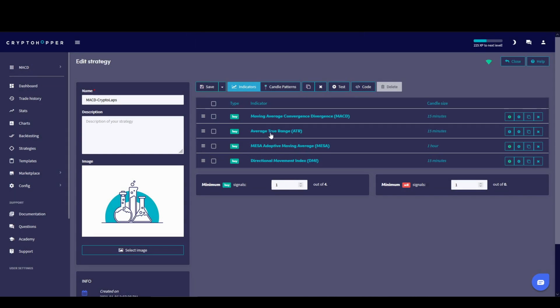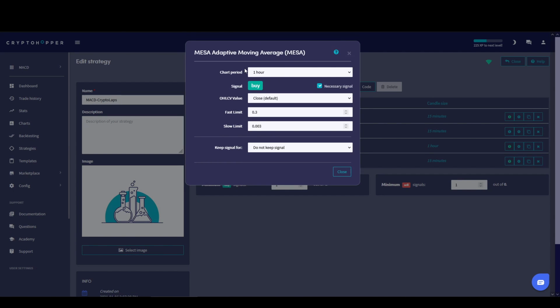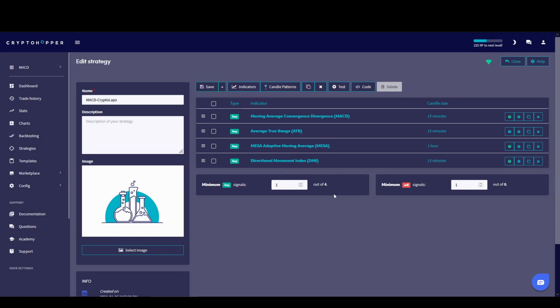Once we're there, we need to select 1 hour. Why? Because I just want to make sure on the 1 hour chart that we are in an uptrend. So the numbers we need to change are the fast limit, which would be 0.3, and the slow limit, which will be 0.003. Make sure it's necessary signal, buy, and here do not keep a signal.